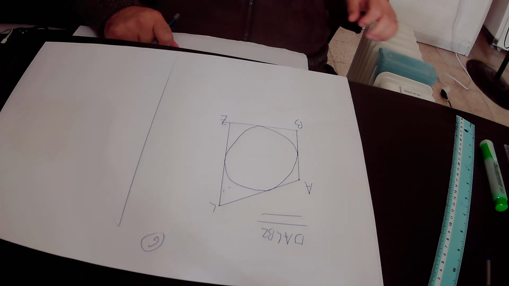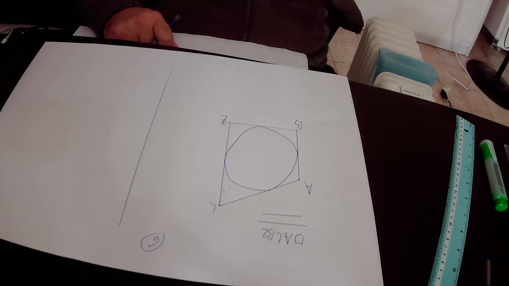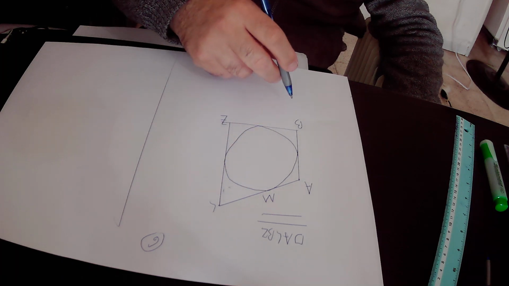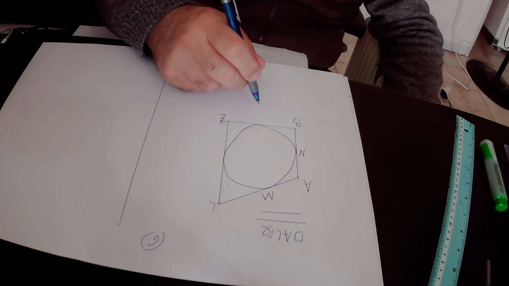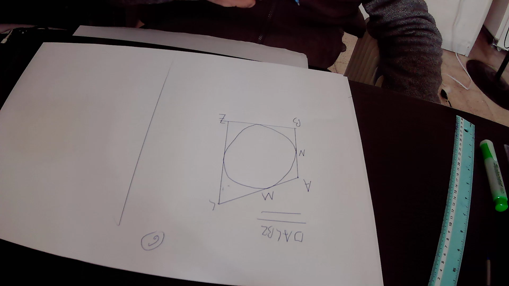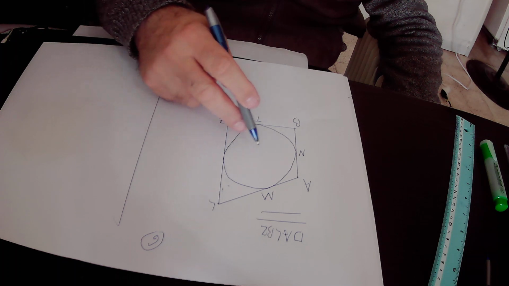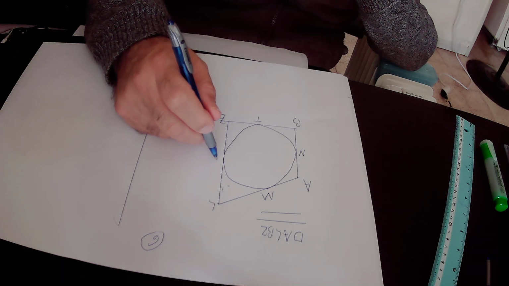The circle and the quadrilateral touch each other at 4 points. Actually, they have 4 points of tangency. 1, 2, 3, 4. We define the first point as M. We define the second point of tangency as N. We define the third point of tangency as T. And finally, we define the fourth point of tangency of the circle with this quadrilateral as G.